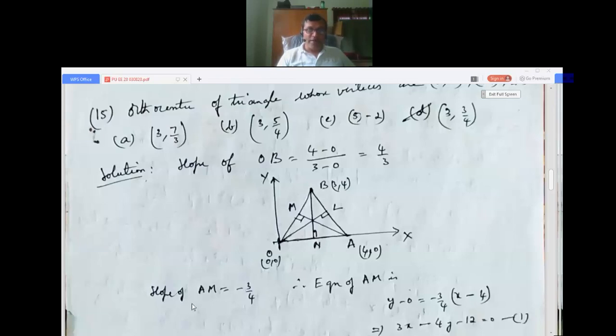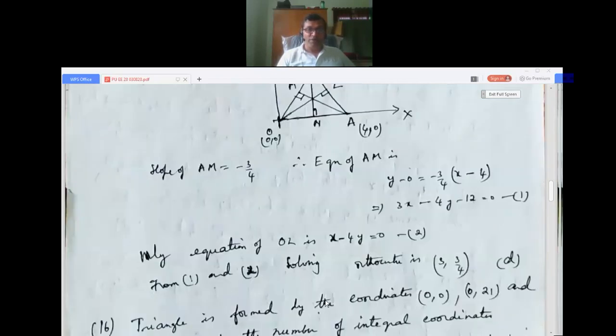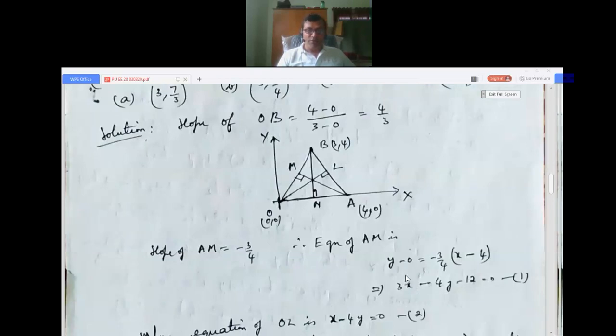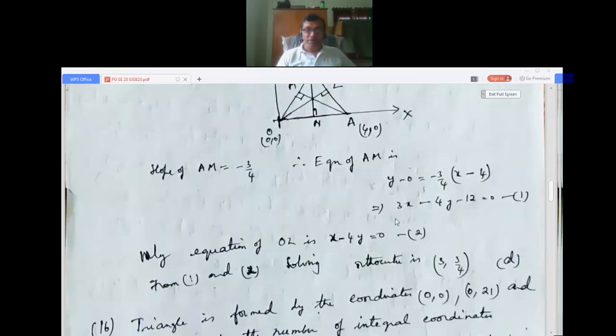Now, the slope of OB you got, so the slope of AM, perpendicular to that, will be minus 3 by 4. The equation of AM is y minus y1 equals slope into x minus x1. So y minus 0 equals minus 3 by 4 into x minus 4. We get 3x minus 4y minus 12 equals 0.